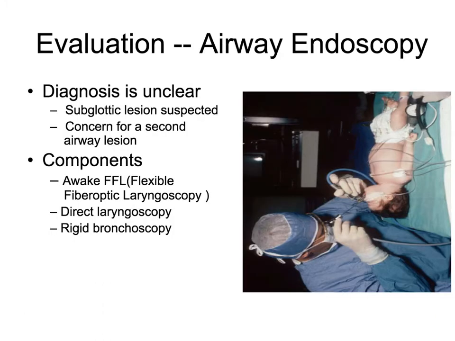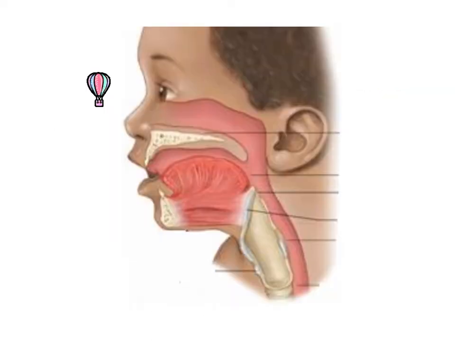Upper airway endoscopy is also helpful when the diagnosis is unclear, if there is a subglottic lesion suspected, or there is concern for a secondary airway lesion. You can do a scope from above with an FFL, a direct laryngoscopy, and a rigid bronchoscopy. Next, let's take a ride through the airway and see what noises we find.